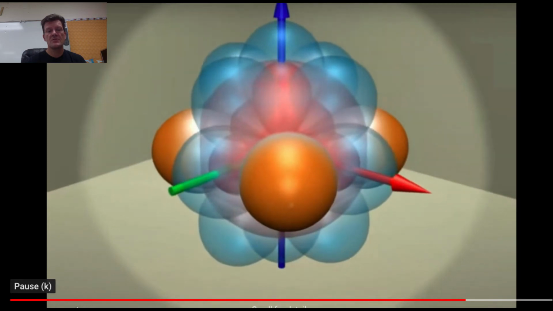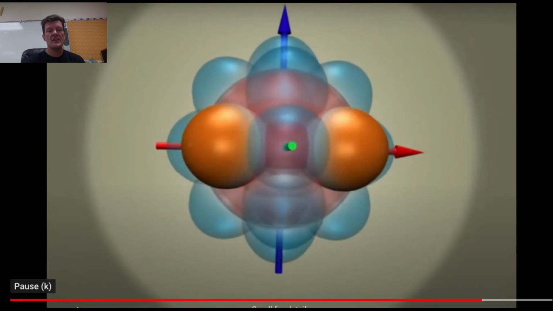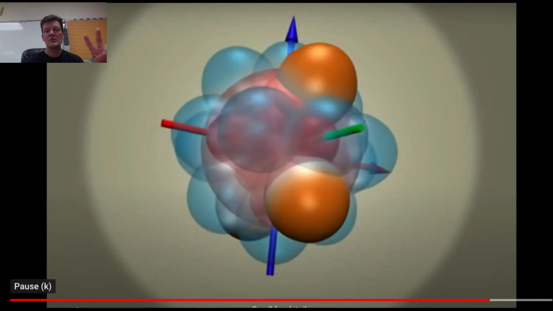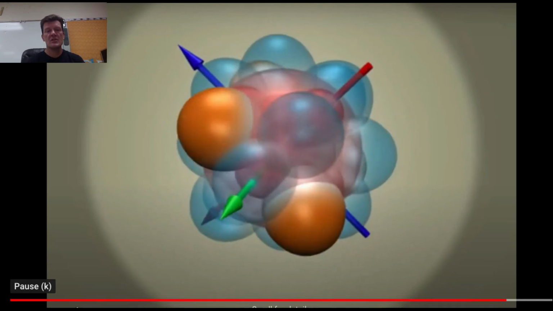Okay? So these are the different regions where electrons can reside, and they are called orbitals. Remember, 2 electrons, only 2 per region.